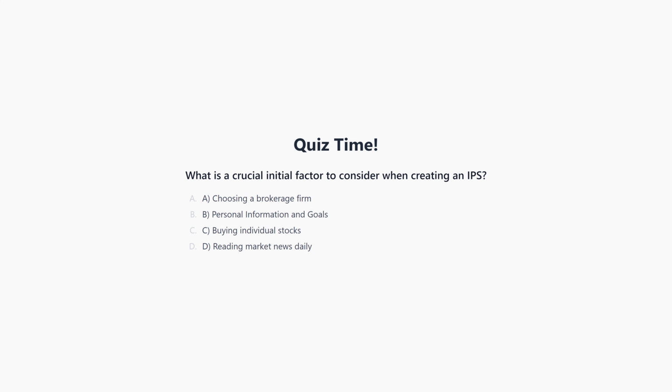What is a crucial initial factor to consider when creating an IPS? Is it A, choosing a brokerage firm, B, personal information and goals, C, buying individual stocks, or D, reading market news daily? You may pause the video now to think about the answer. We will discuss the answer in the next section of the video.